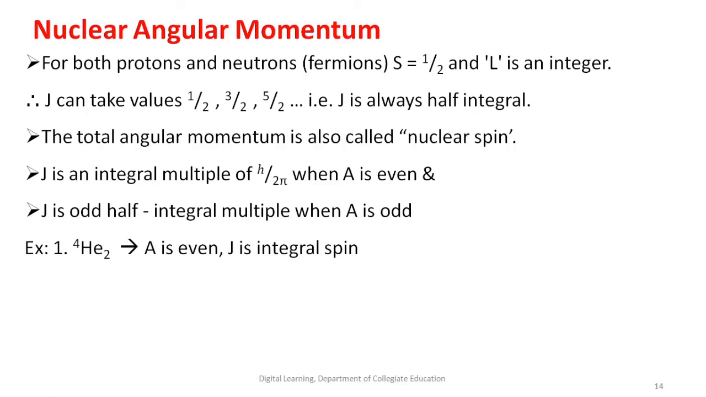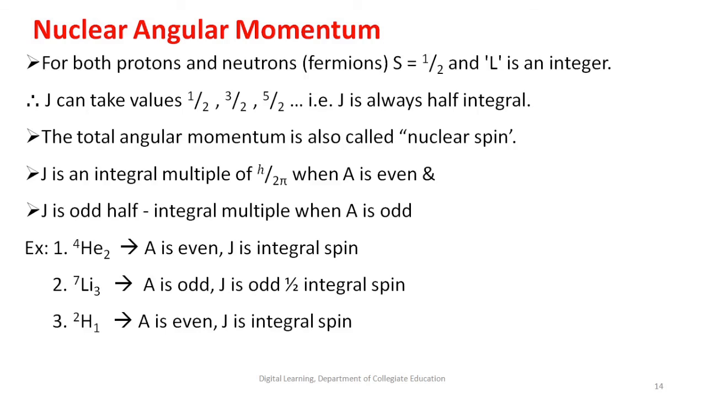That means you can observe here the atomic mass A is even, here J is having integral spin. This is lithium 7, 3. So here the atomic mass is odd number. Therefore J will take odd half integral spin, because J is L plus S, meaning odd half integral spin.